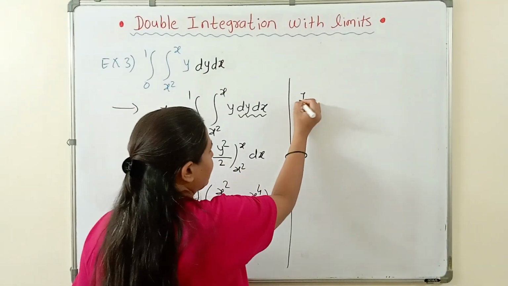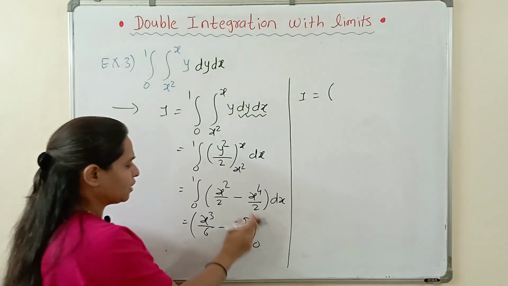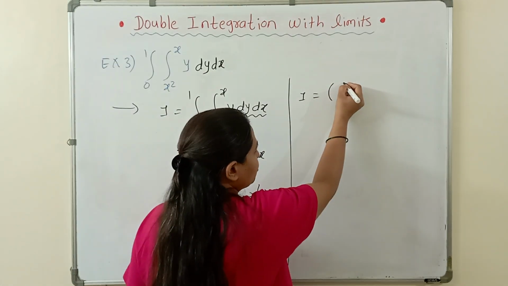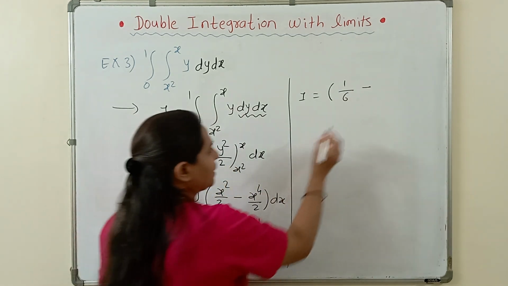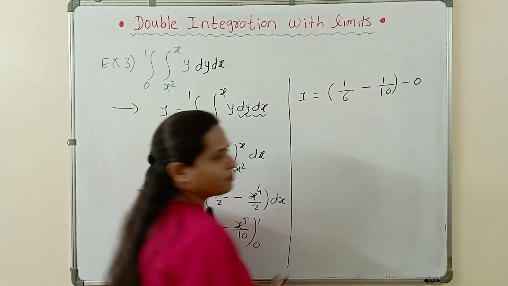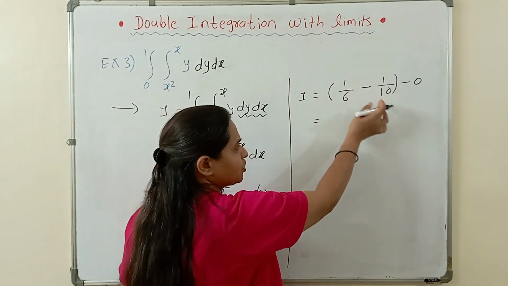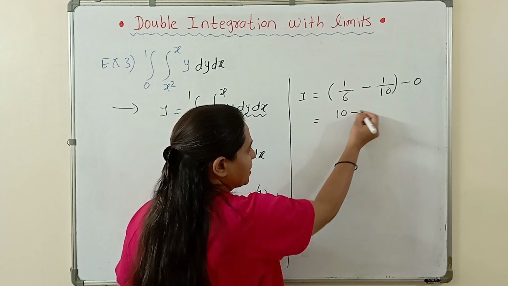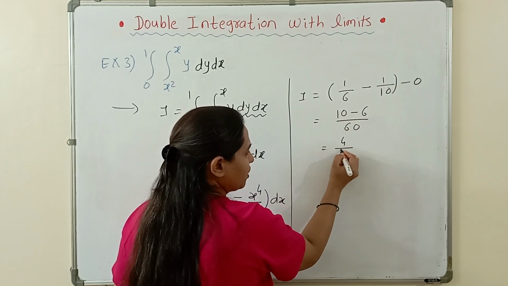It will be what then? I will be equal to, now first replace x by the upper limit. So it will be what? 1 cube. What is 1 cube? It is 1. So 1 by 6 minus, here it will be 1 by 10. And when you replace x by the lower limit, that is 0, it will be 0. Now simplify this further. By doing the cross multiplication, it will be 10 minus 6 divided by 60. What is 10 minus 6? That is 4. 4 divided by 60.